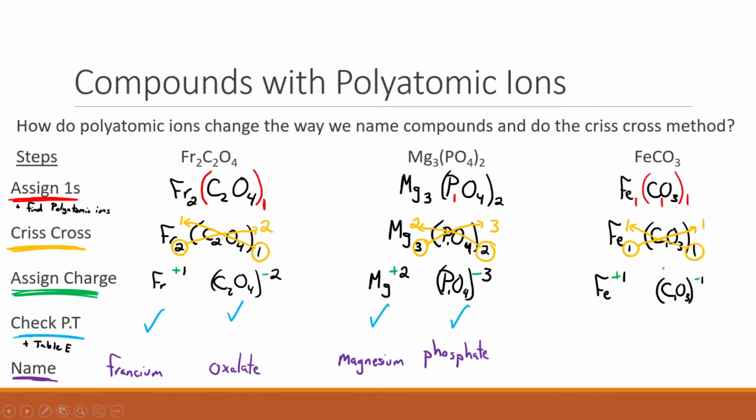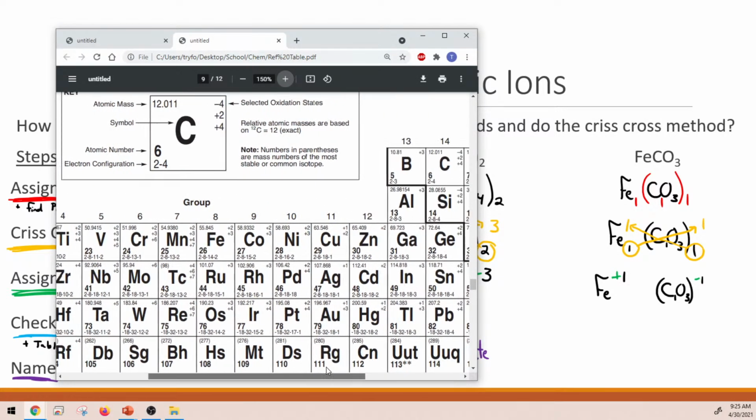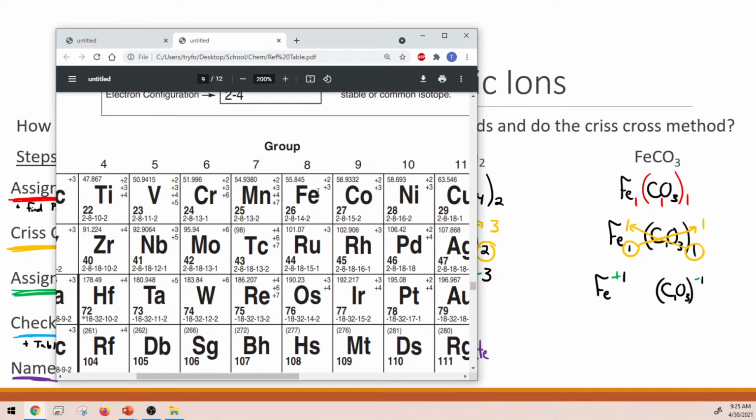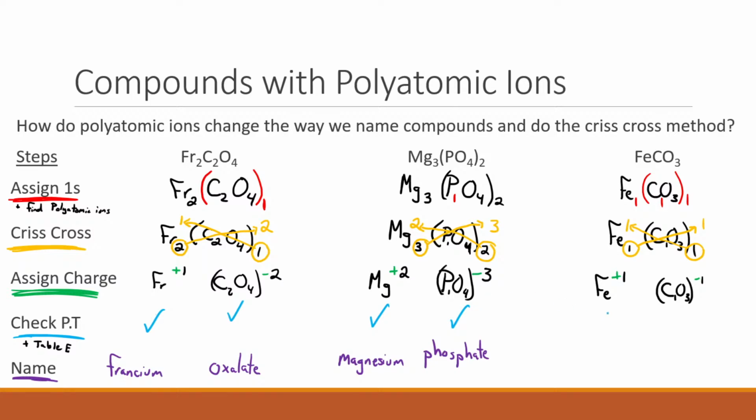Now it's time to check the table. Does iron have a +1 charge? Let's take a look. Here is iron. Iron has a +2 or a +3. It does not have a +1 option. So iron, actually, we're not going to say matches the table because it doesn't. It doesn't match. It can be +2 or it can be +3.